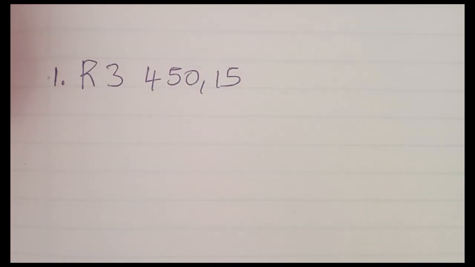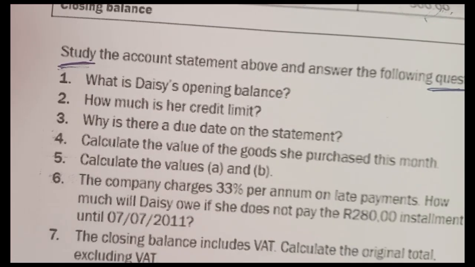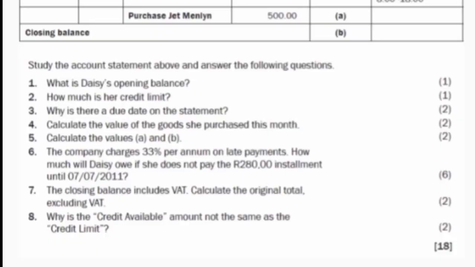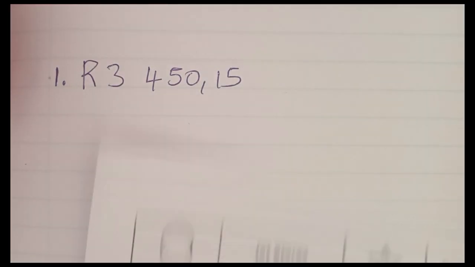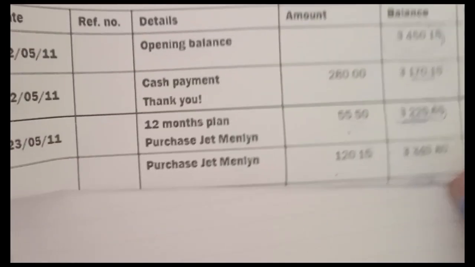Sorry for the blurry vision, but I hope now it's fine. So this is the amount, and it is 1 mark, so you just get a mark for writing this amount. Remember this, because we are talking about money. Number 2 says, how much is the credit limit? You also have to check the mark allocation. It's 1 mark, so we'll have to go through our account statement again.